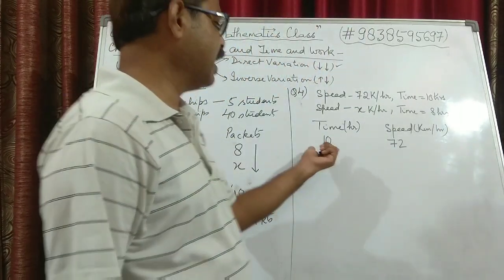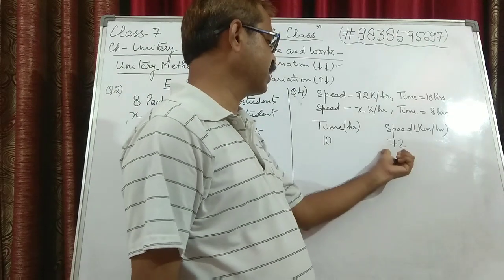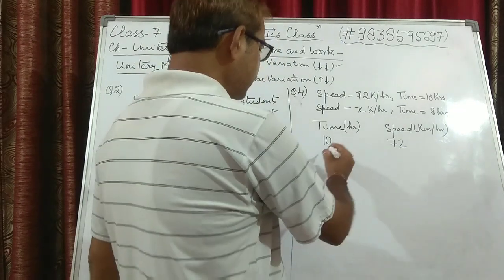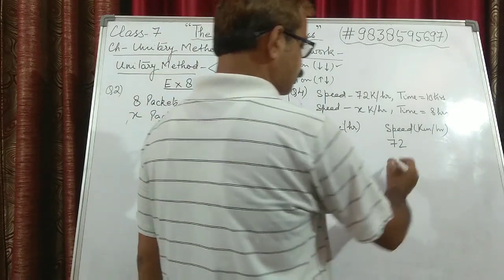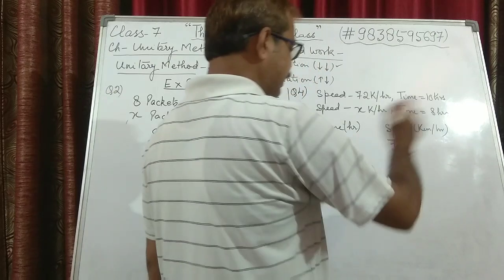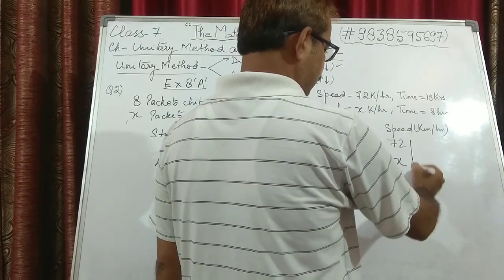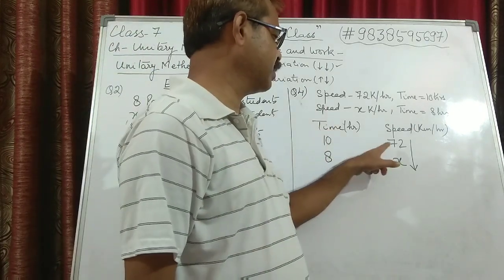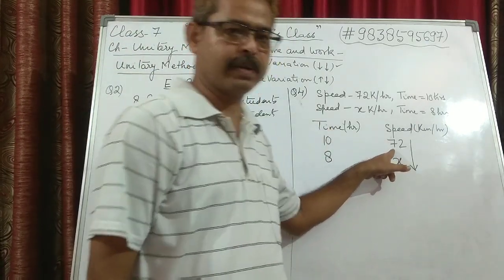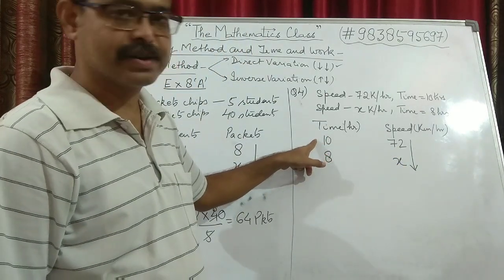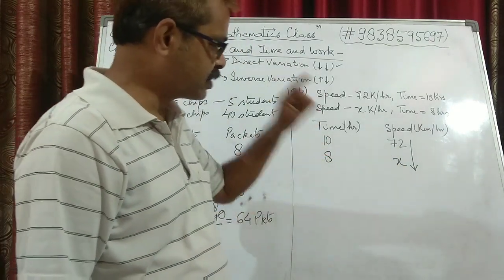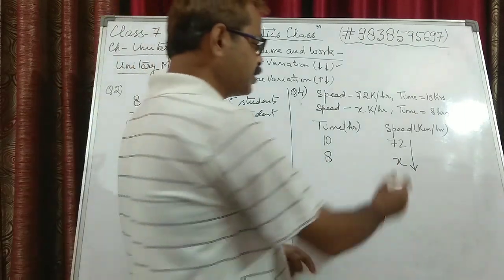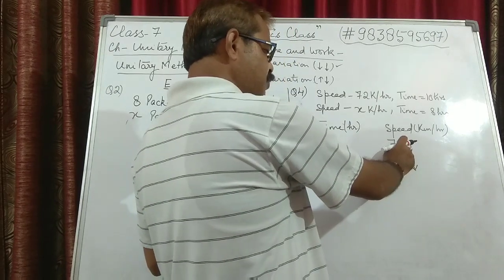Now, in 10 hours, when he is moving from one place to another, he is reaching in 10 hours when his speed is 72 kilometers per hour. He has to reach in 8 hours. So let us say the speed is x, and we put an arrow like this. When he is traveling at a speed of 72 km per hour, he requires 10 hours. But when he has to complete the same distance in 8 hours, obviously the speed has to be more. It means this value will be more than 72.